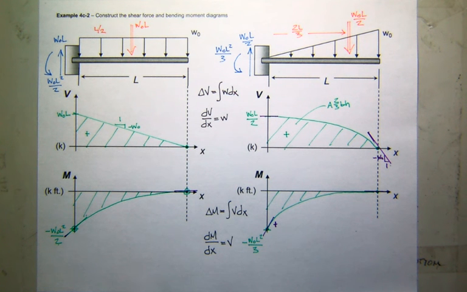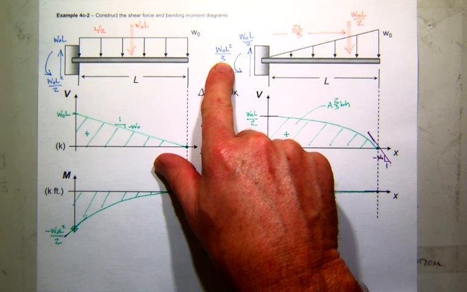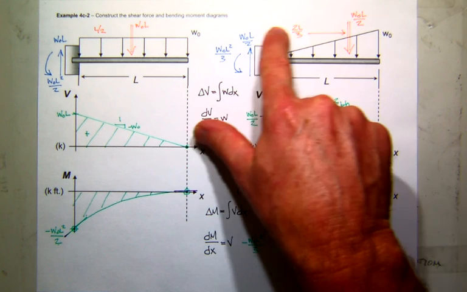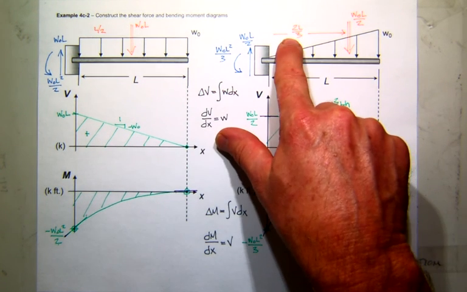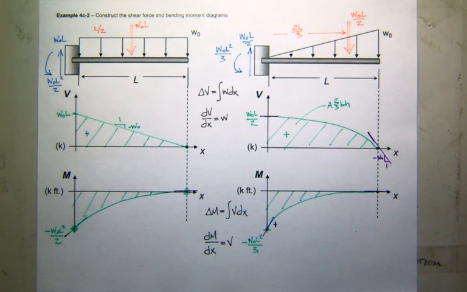Yes? Why do you take it over 3? I didn't take it over 3. That's the value I found. So that was this force times this distance. So W naught L over 2 is the force times the distance 2L over 3 gives me a moment of W naught L squared over 3. So you just simplified it. Wouldn't it be... Yeah. Well, it'd be 2 W naught L squared over 6. Right, yeah, that's what I'm... Okay.